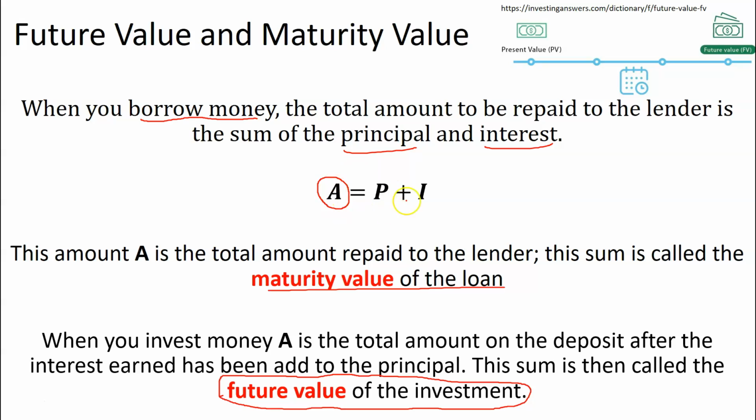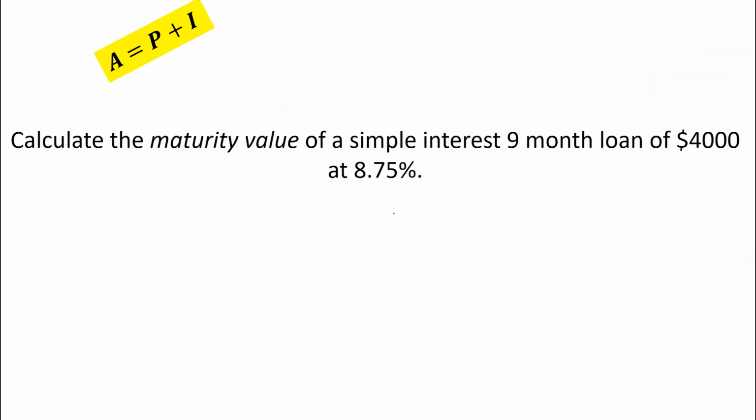Same exact formula, it's just principal plus interest. It's just which point of view are you? Are you the banker or are you the person taking out the loan? But it's really the same amount, which it should be. Just a little bit of a vocabulary thing there.